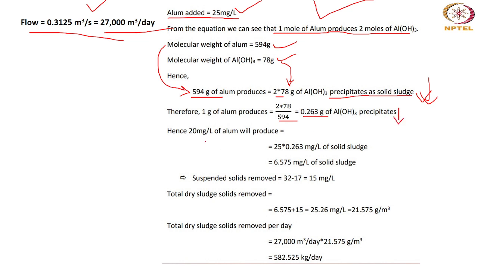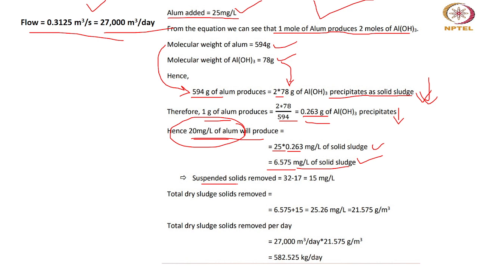That will precipitate. So now 20 mg per liter of alum will produce 25 multiplied by 0.263, same unitary method, mg per liter of solid sludge. And we are getting 6.575 mg per liter of solid sludge, right? Because this was my alum dose. So if 1 gram is producing that much, 20 mg per liter will produce how much? That is the thing.